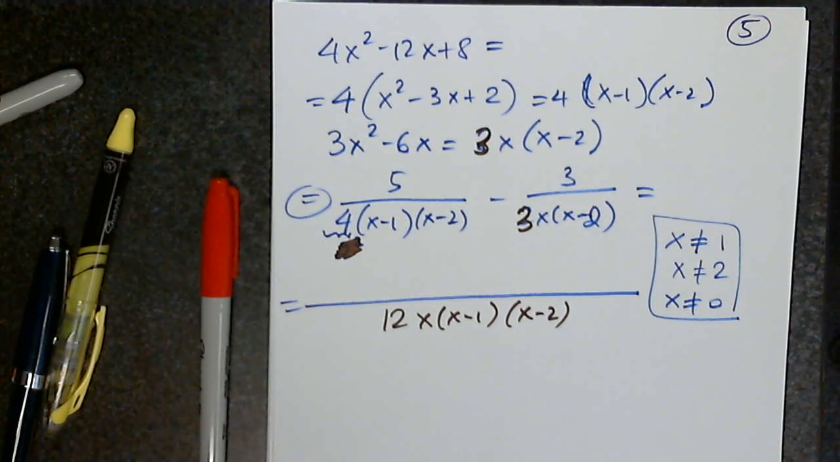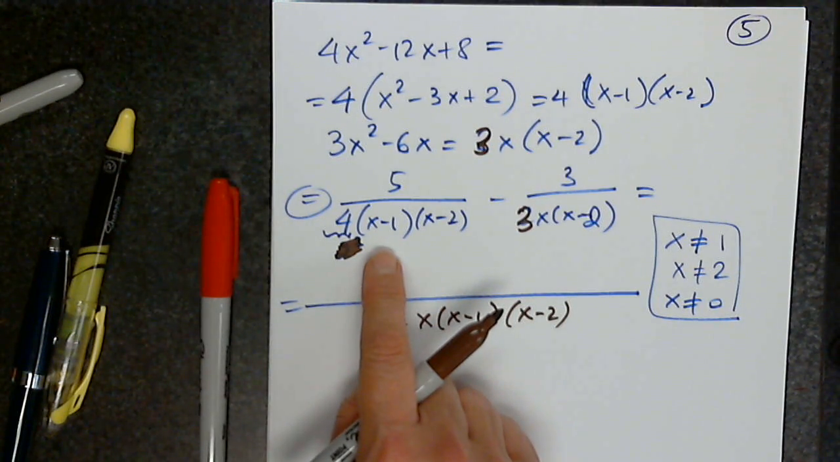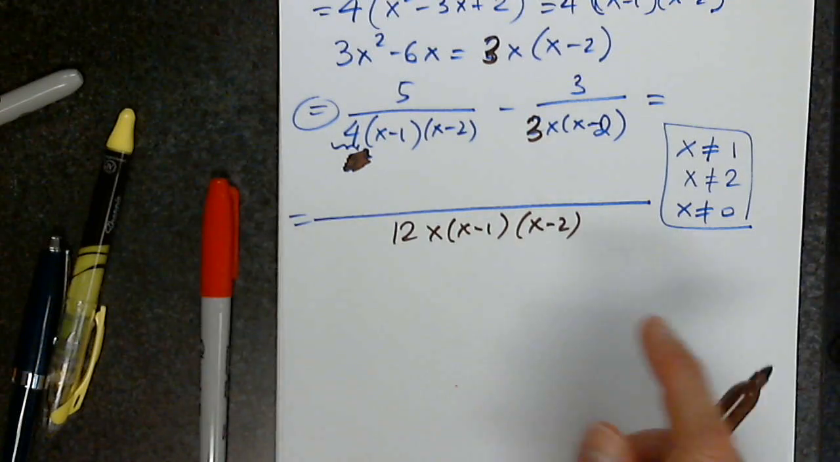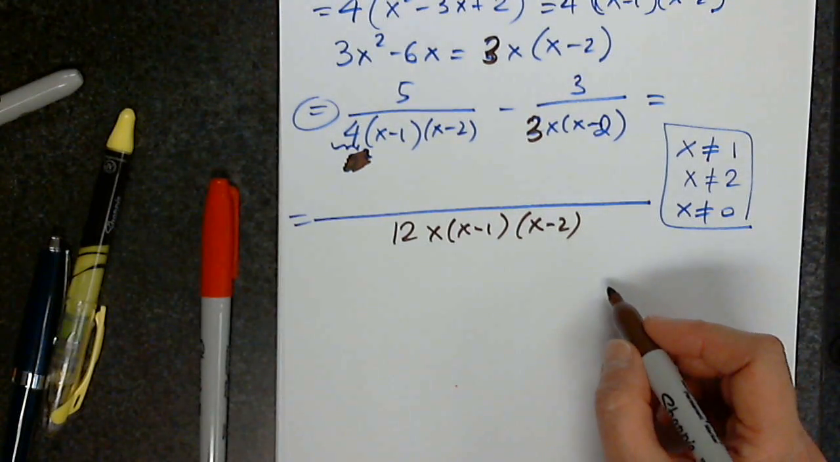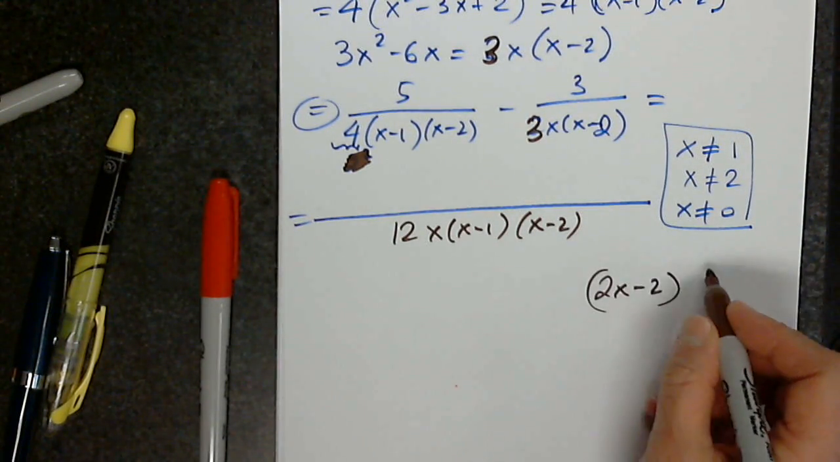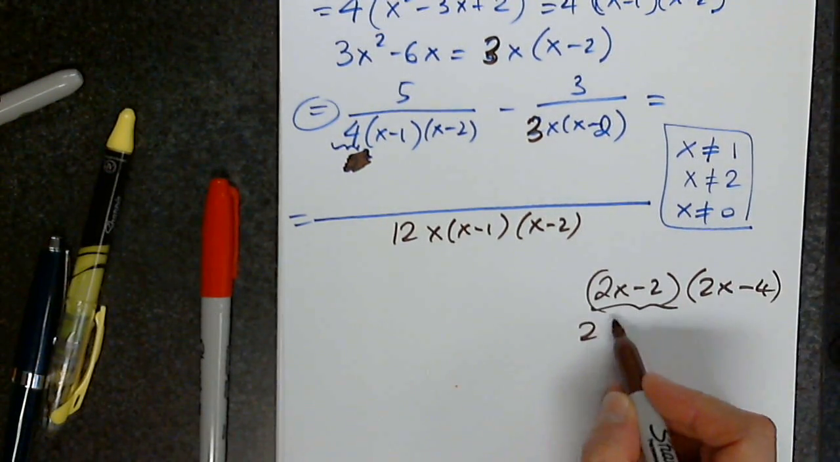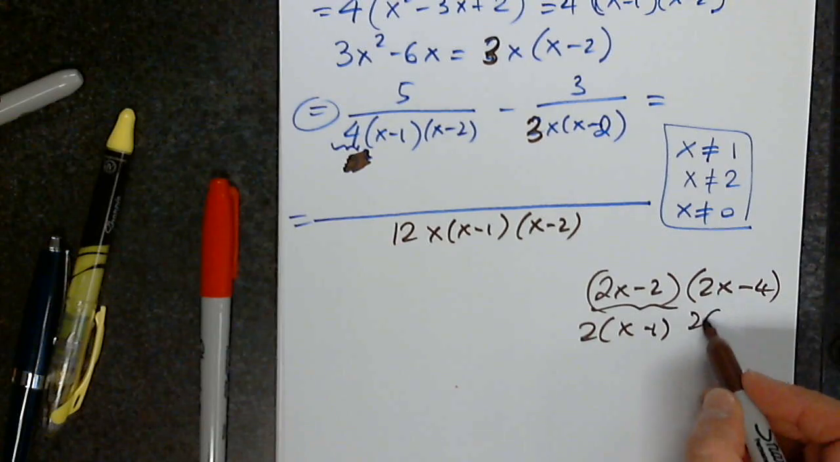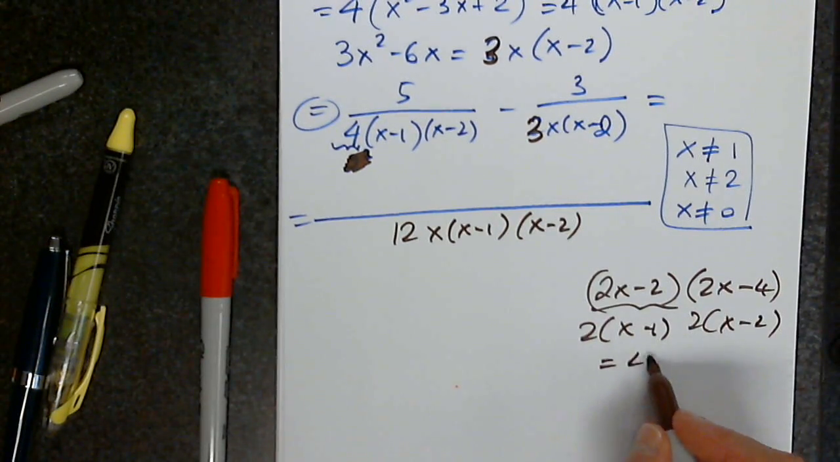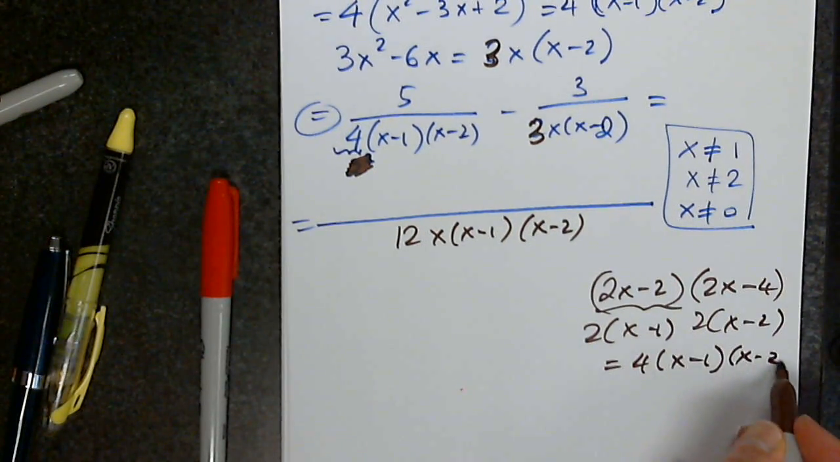I factored my denominator for the 1 and the 5 differently. Which one? Yeah, that one. Okay, I'm going to write what you wrote: 2x minus 2 times 2x minus 4. Right. So I have to factor out a 2 from here. I have to factor out a 2 from here. So then I have 4 times x minus 1, x minus 2.